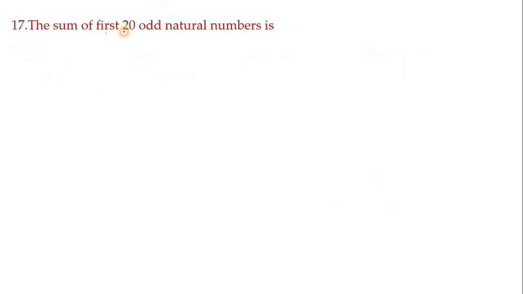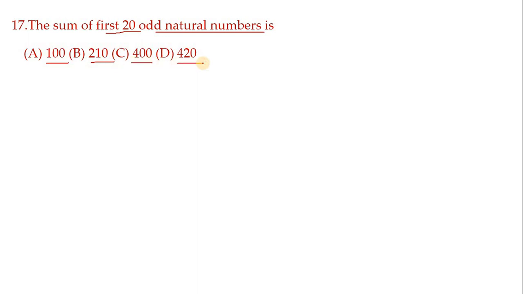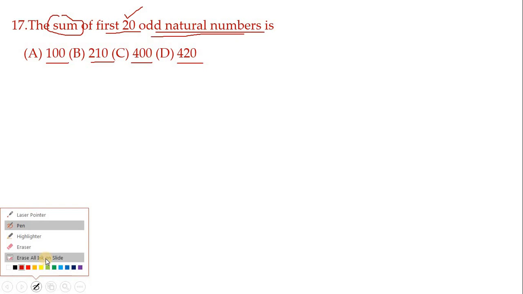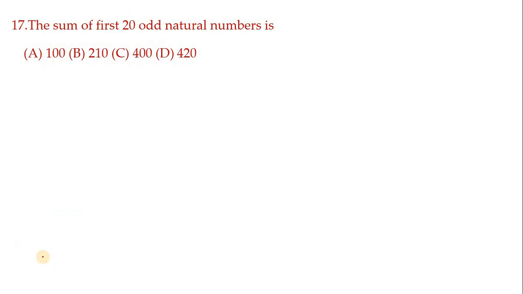The sum of first 20 odd natural numbers is 100, 210, 400, 420. Understand the problem. It's a very simple problem. Here we have to find the sum of how many terms? 20 terms of which kind of numbers? Only odd natural numbers. Odd numbers means 1, 3, 5. So first write that AP. Your AP is not given, so write the AP: 1, 3, 5, and so on.